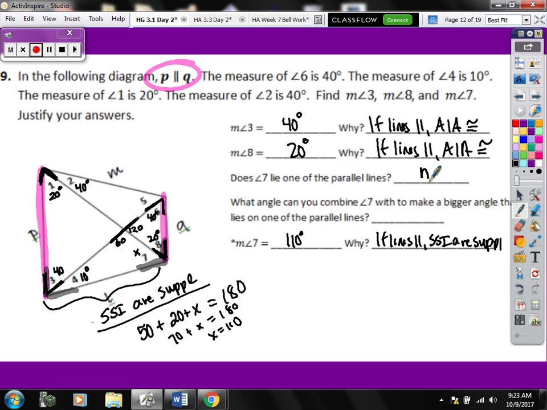This one would have been a no. Does angle 7 lie on a pair of parallel lines? It does not. Angle 7 and 8 together do. And which angle can we combine it with? We added it with angle 8. Okay.